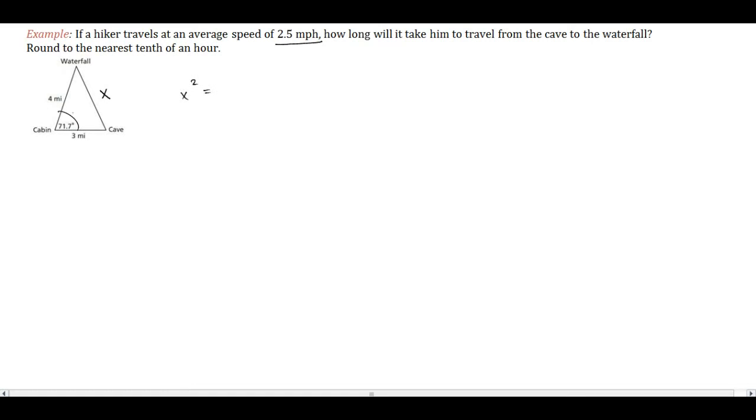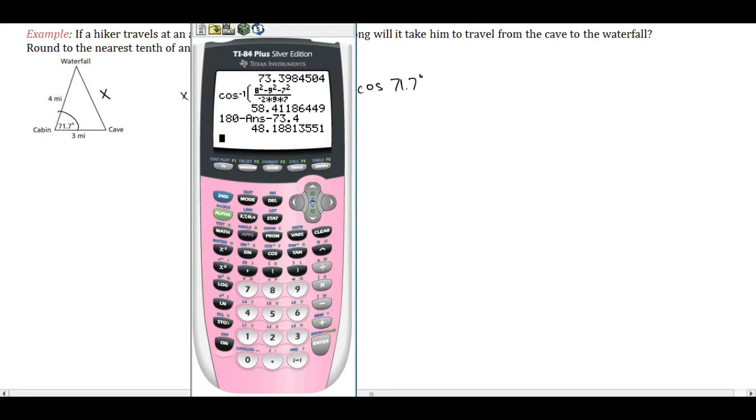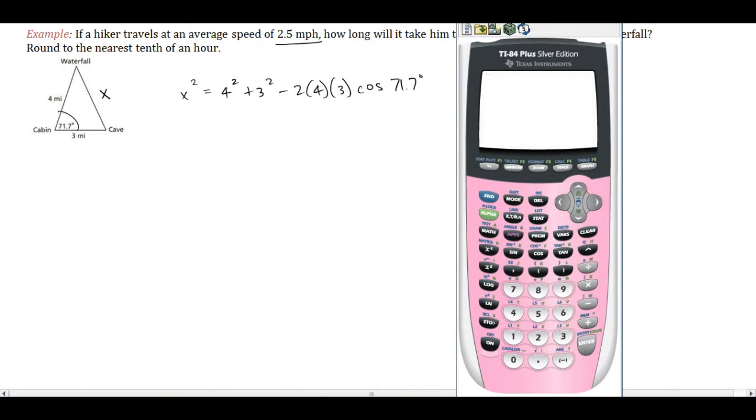X squared equals the other two sides: 4 squared plus 3 squared minus 2 times 4 times 3 cosine of the angle between them, 71.7 degrees. And I'm feeling golden. I'll ask my calculator to help me out: 4 squared plus 3 squared minus 2 times 4 times 3 cosine of 71.7. Make sure your calculator's still in degrees. Now, a lot of kids are going to think that's 17 miles, but it's not. It's got to be square rooted, so be careful. Let's call it 4.2 miles.